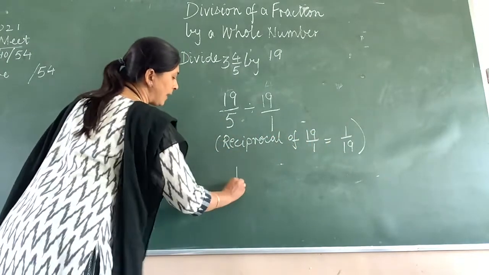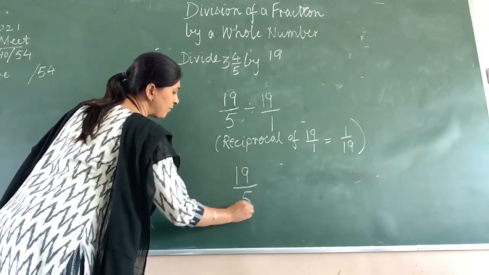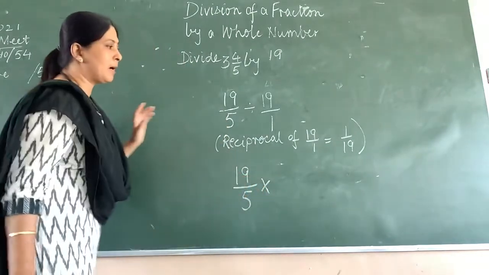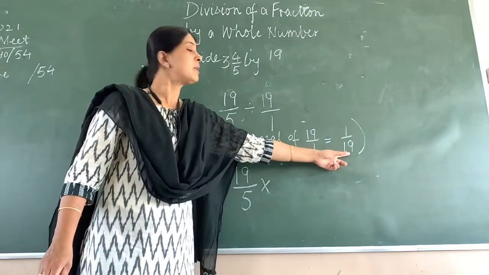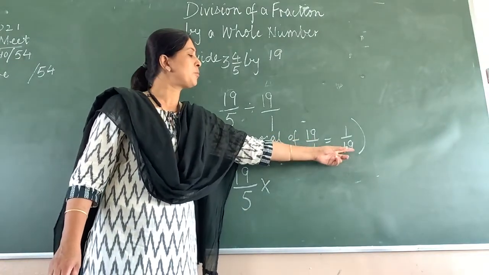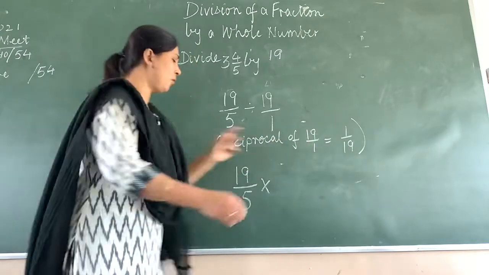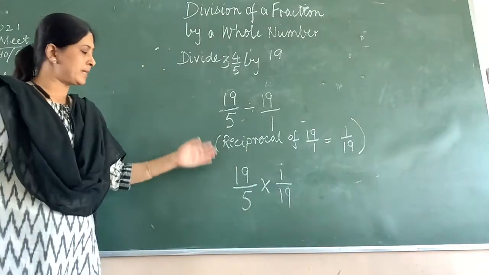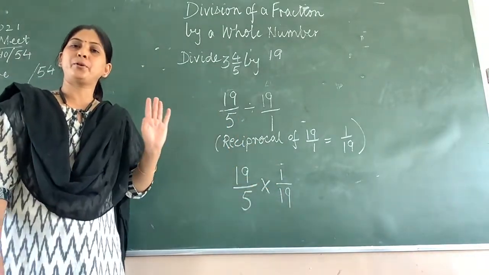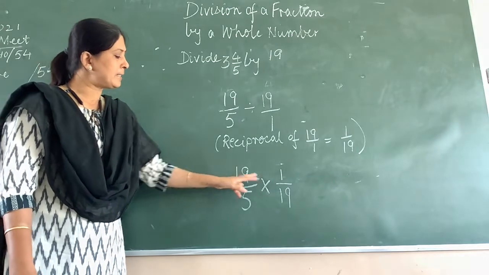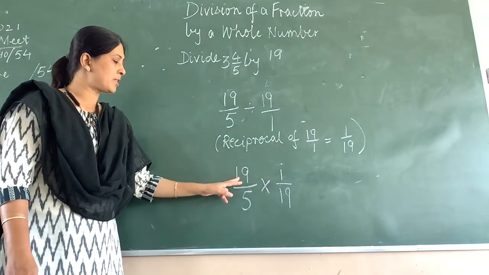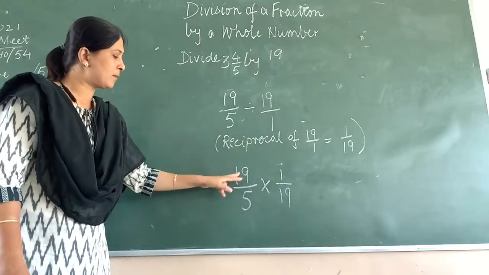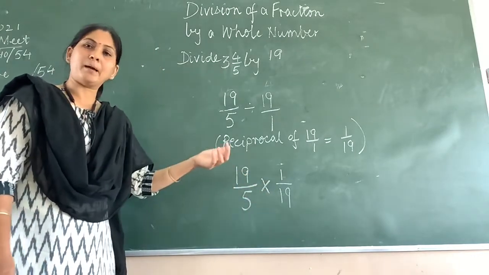Okay? So now, 19 over 5, the first fraction, we will write as it is. And then we will multiply it by the reciprocal of the second fraction. What is the reciprocal of the second fraction? 1 over 19. Now children, we will see whether the numerator and denominator can be reduced or not. Now see, 19 and 19. The numerator of the first fraction is 19 and the denominator of the second fraction is 19. So we can reduce both these numbers by 19.